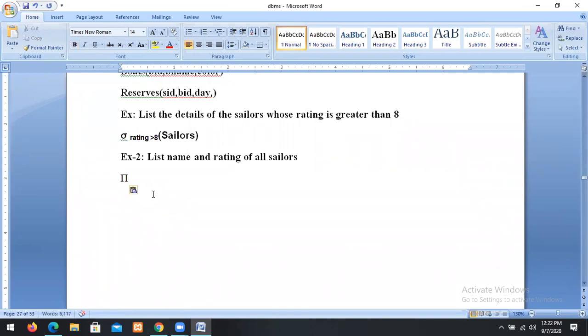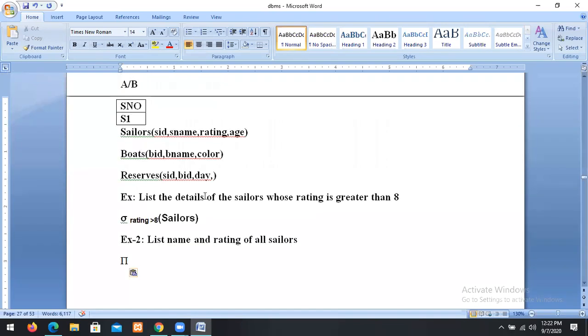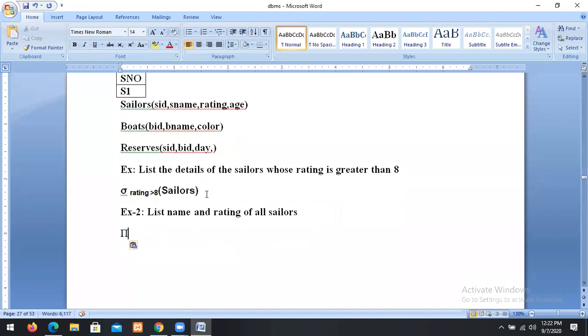Pi. So what we need? Seller name and rating. So what is the seller's name, comma, rating? From which table? Sellers. So that's how we get the details like this, seller name and rating of all the sellers. So we write it like this.